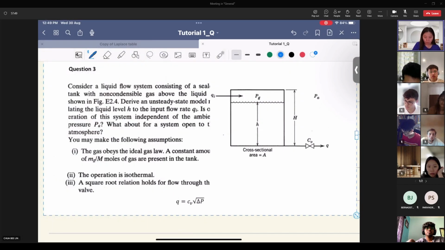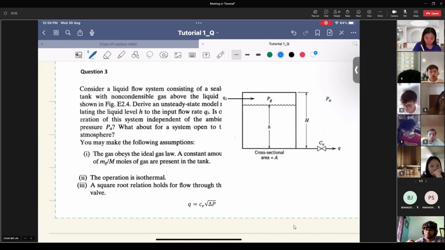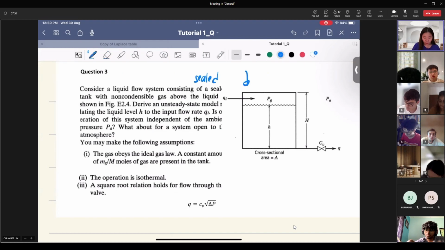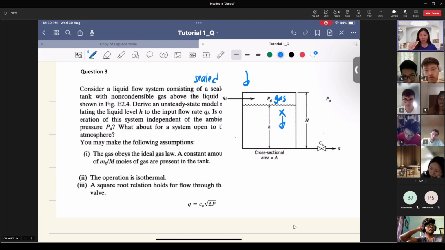Okay, so it is a seal. Seal means everything is there, nothing escapes. So this is a seal, with non-condensable gas above. Meaning that the gas will be here. It won't dissolve or go inside the liquid. Non-condensable means the gas will be on the top layer, so the gas won't actually be dissolved in the liquid. So this is non-condensable gas. It will always be a layer of gas above the liquid. So this is the definition.